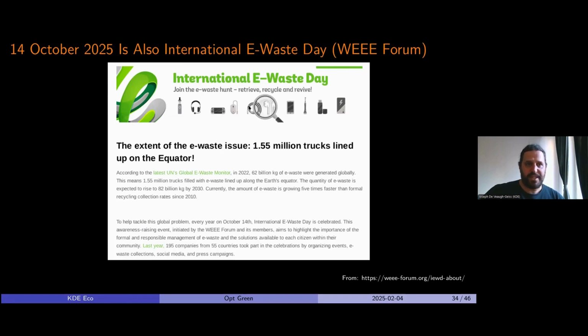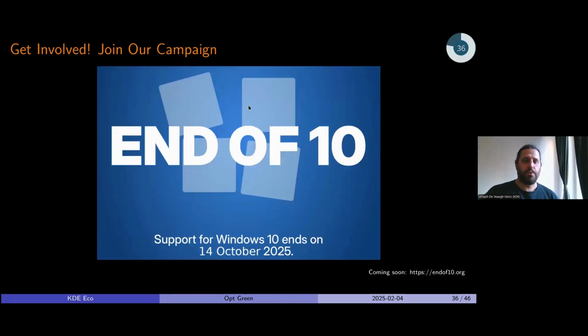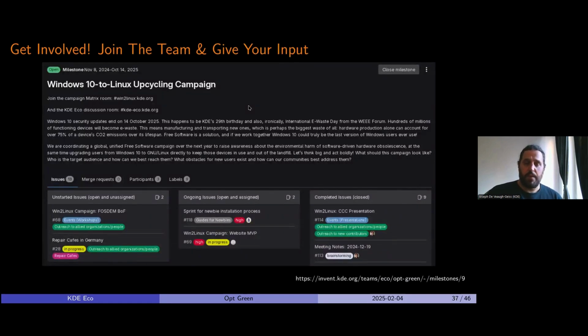The 14th of October, which is the end of support for Windows 10, is also ironically International E-Waste Day. From the WEEE Forum, the same initiative behind that WEEE statue that we saw earlier. And it is KDE's 29th birthday. So the stars are aligned, and we want to run a campaign to raise awareness about the issue of e-waste driven by software, as well as support users in upcycling their devices to a free and open source software operating system to keep those devices in use until the hardware stops working, not the software. If you are interested in the topic, everyone is invited to get involved.